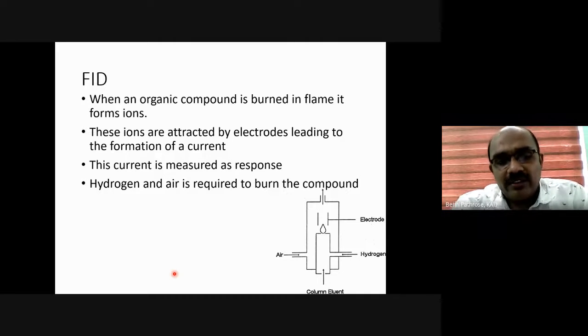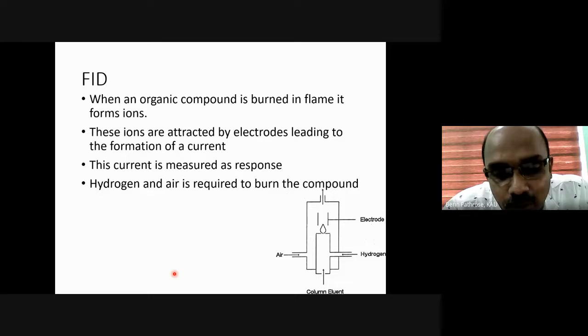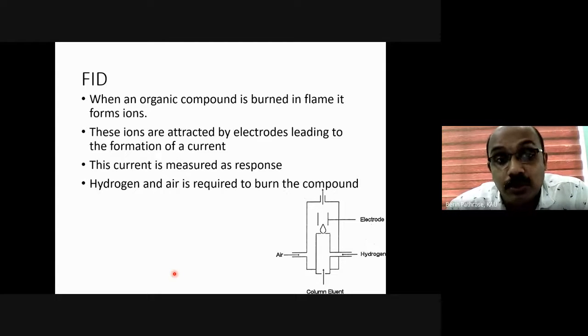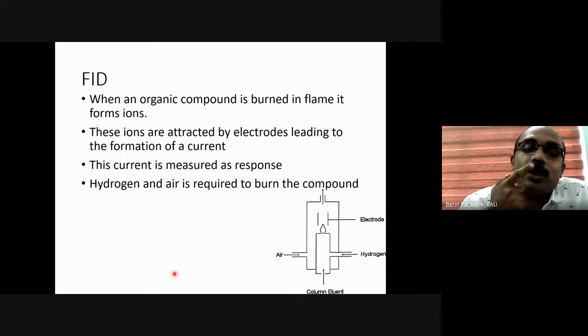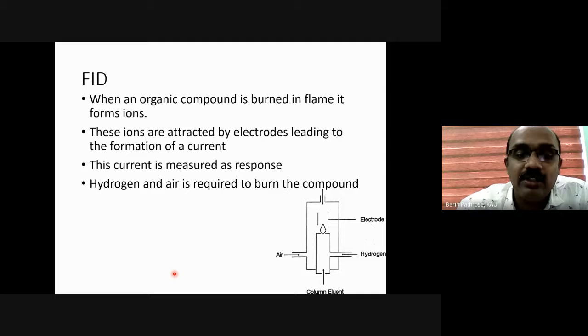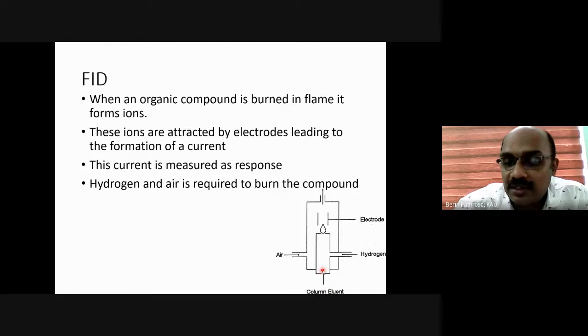So flame ionization detector, as I told you, burns the compounds. Burning any compound requires hydrogen. Oxygen is required. You will add hydrogen also to burn it more effectively. So you can see the diagram over here. From the column, the compound will be coming over here. It gets mixed with air and hydrogen, and it will be burned over here, the flame.